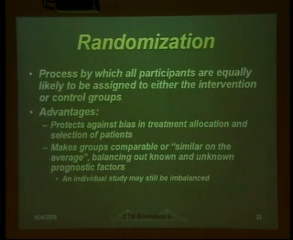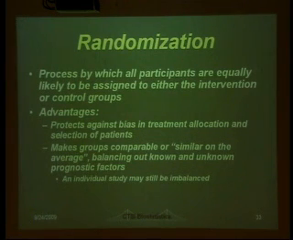So why do we randomize? And what is randomization? Randomization basically is a process by which all the participants are equally likely to be assigned to either the intervention arm or the control arm. So they have an equal chance of being assigned to one of those two groups. Why is it important? Well, it protects us against bias in the treatment allocation and selection of patients. Essentially it makes those groups comparable or similar on the average.